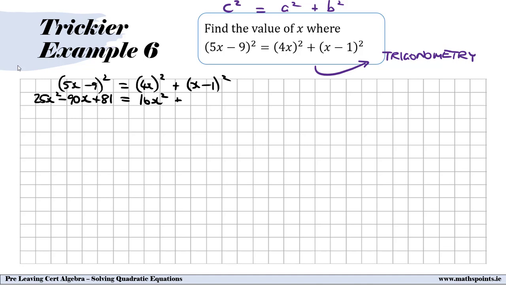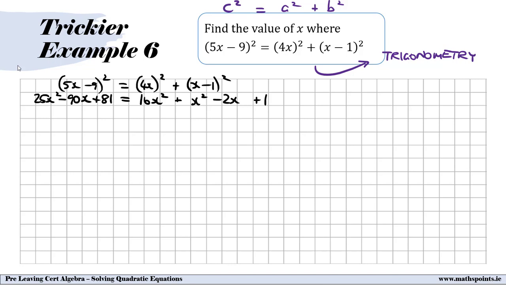And then if we square out the last bracket in a similar manner to how we squared out the first one, (x)² is x², minus 1 squared is plus 1, and then twice the product, so x times minus 1 is minus x, times 2 is minus 2x.